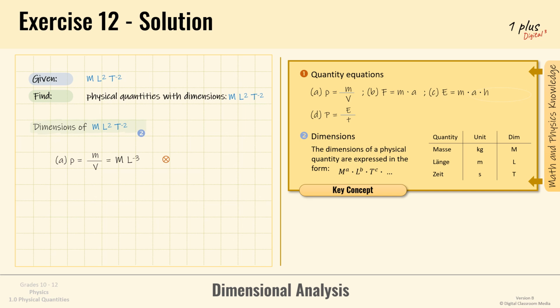Now let's consider force. Force equals mass multiplied by acceleration. Acceleration has the dimensions L T to the power of minus 2. Therefore, force has the dimensions M L T to the power of minus 2. This does not match either.